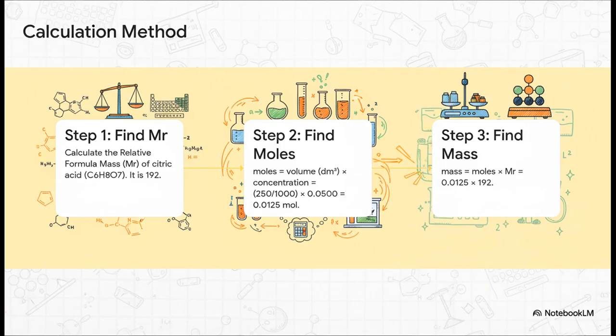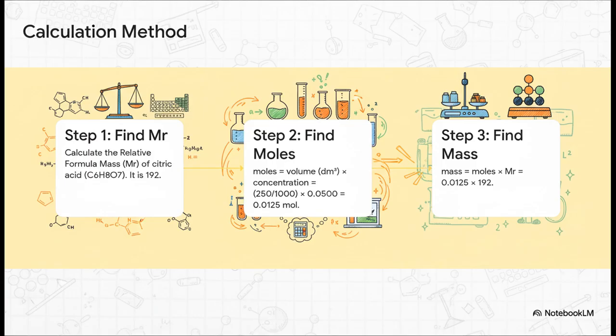Step 1, work out the Mr of citric acid. You just add up the atomic masses from the periodic table, and that gets you 192. Easy. Step 2, calculate the moles. The formula is moles equals volume times concentration. Now be careful, the volume is in centimeters cubed, so you must divide it by 1,000 to get it into dm cubed. That gives us 0.0125 moles.